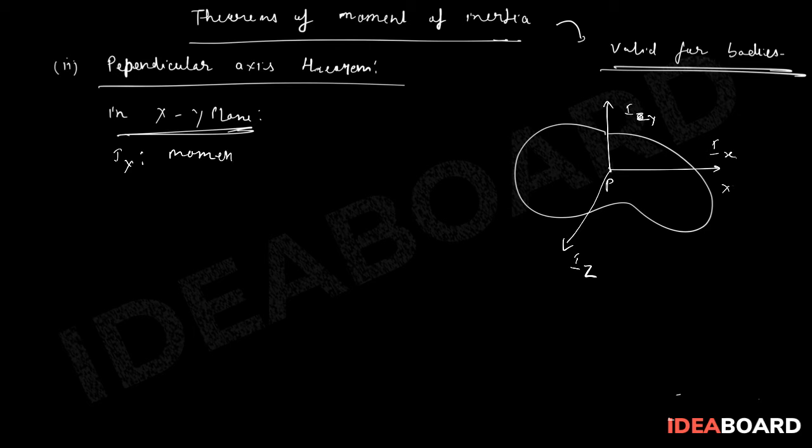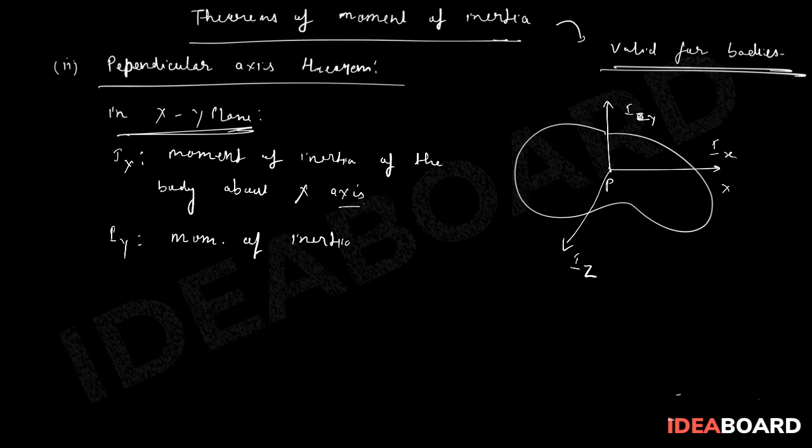IX is moment of inertia of the body about x axis. Similarly, Iy is moment of inertia about y axis, and simultaneously Iz is going to be the moment of inertia about z axis. Basically this is perpendicular to the plane xy, right?